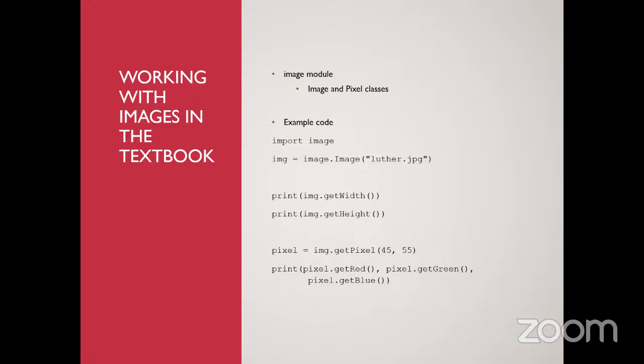It's a little early for math, but you can get a pixel at a set X and Y location. You can also get the red value, the green value, and the blue value out. Those functions already exist for you if you import image. Those are important functions.